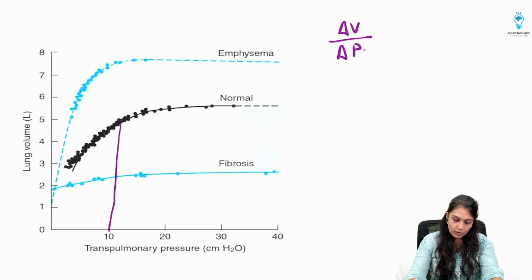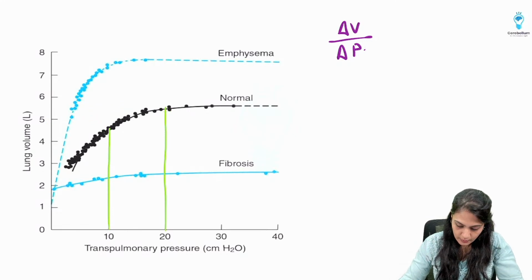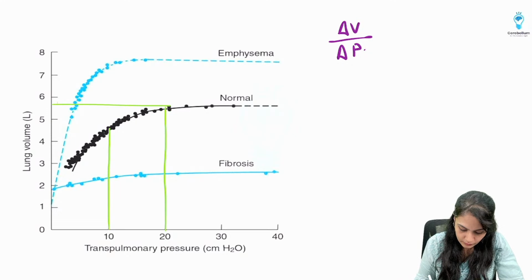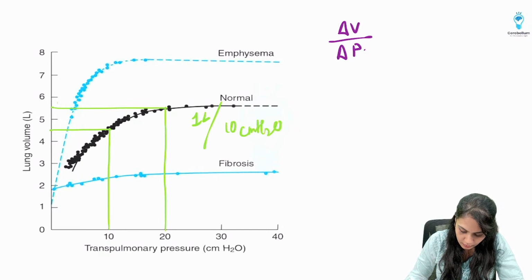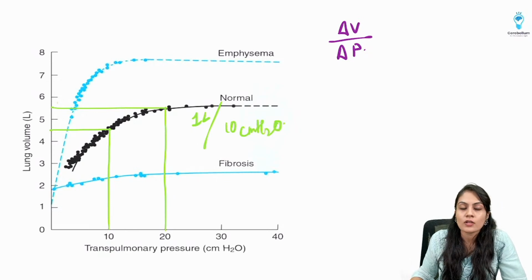Normally I'll change the color, which is going to be more visible. So just give me a minute. So suppose it was 4.5 before and then became 5.5. So 1 liter change is there when we change 10 centimeters of water pressure, right? So that is the normal change.